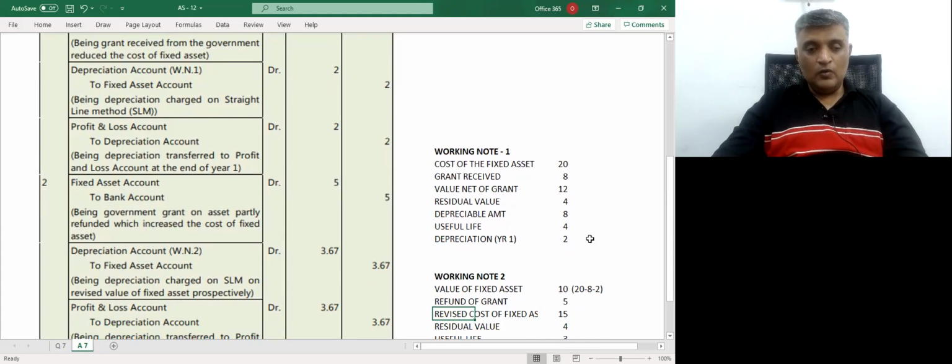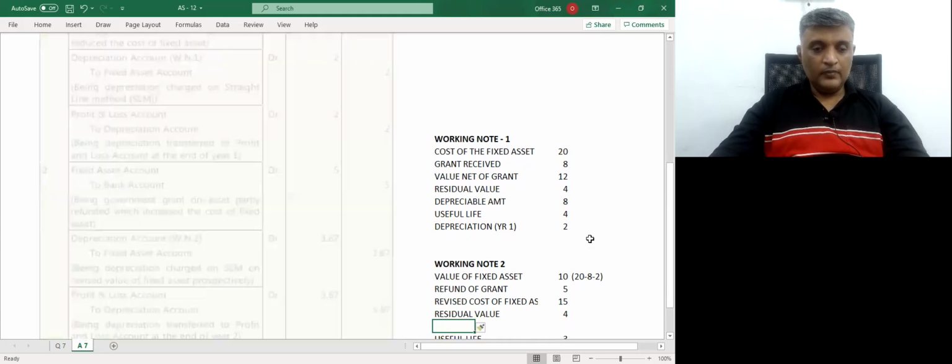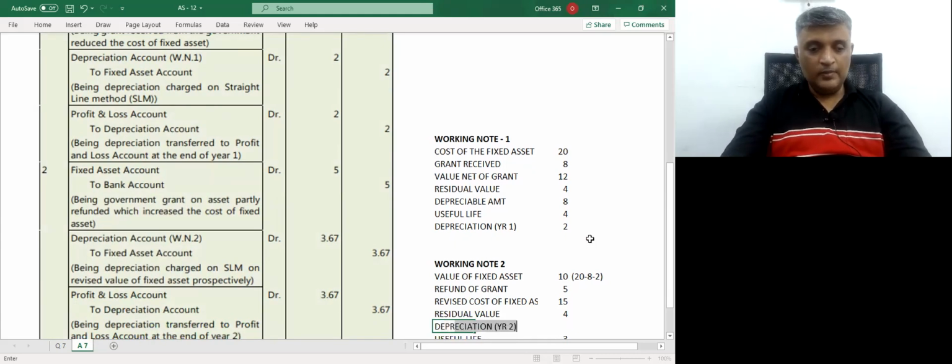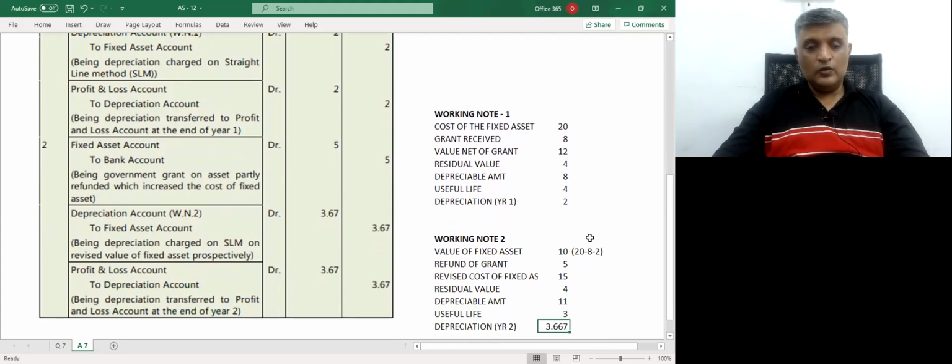Now, what is the residual value? It is 4 lakhs. So probably I will add one more line here to make things pretty clear. What is the depreciable amount? It's going to be 11 lakhs. I know the useful life is 3 years. So depreciation is 11 by 3, which is 3.667. We pass the entry, depreciation to fixed asset is 3.67, and we'll transfer that to P&L. So 3.667, we can just round it off to 3.67. Hope it is very clear.